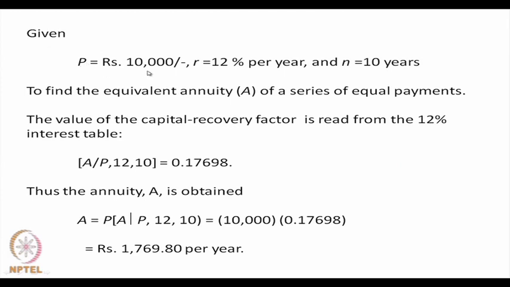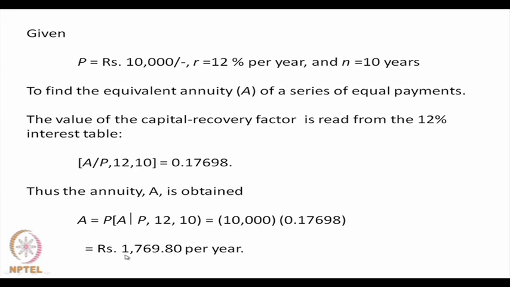P is given as 10,000 rupees, R is given as 12% per year, N is given as 10 years. We have to find the equivalent annuity A of the series of equal payments for 10 years. So, first of all we read the capital recovery factor, A given P, R and N, from the interest table, that is 0.17698, and multiply that with P, 10,000.